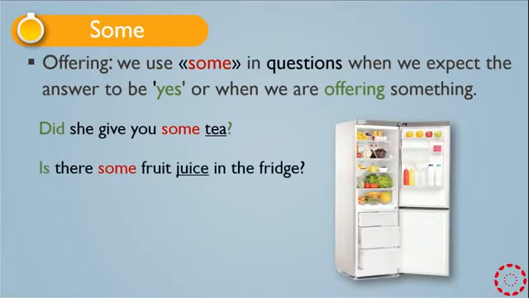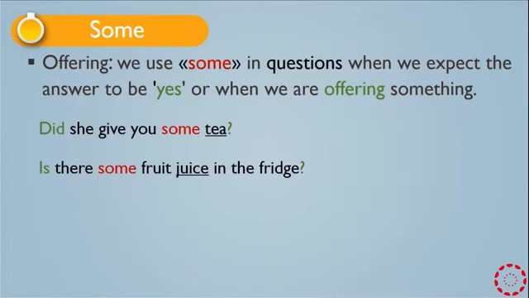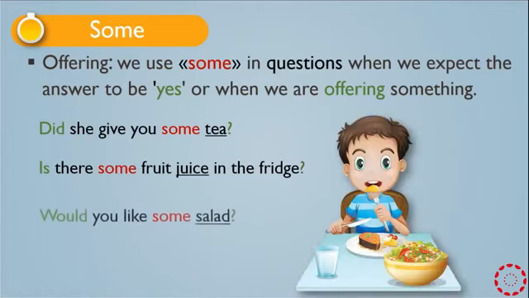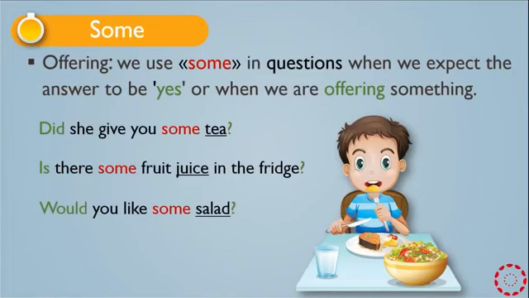The second example, is there some fruit juice in the fridge? And this one is an offer. We say, would you like? Because we have would at the beginning, this is an offer. We say, would you like some salad? What about any?